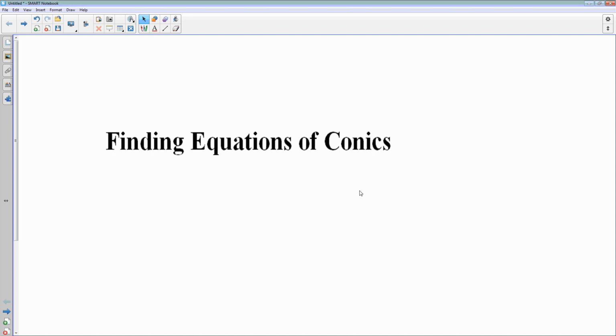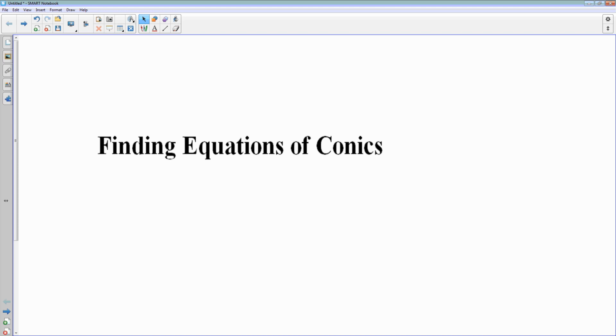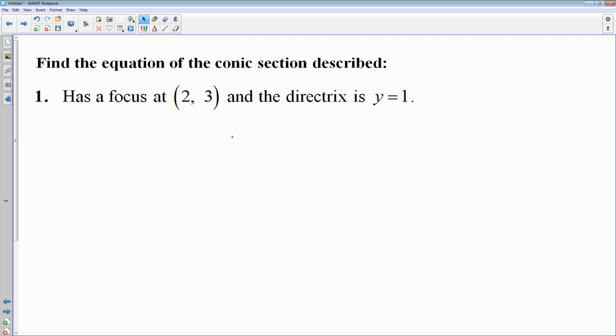And so what we're going to have on something like this is your problem. Your problem's going to look something like this. You have to find the equation of the conic section, and I give you some information. In this case, you know that the focus is at the point (2, 3), and you have a directrix at y equals 1. I'm not going to tell you what the conic section is. You have to decide if it's a parabola, ellipse, hyperbola, or a circle.